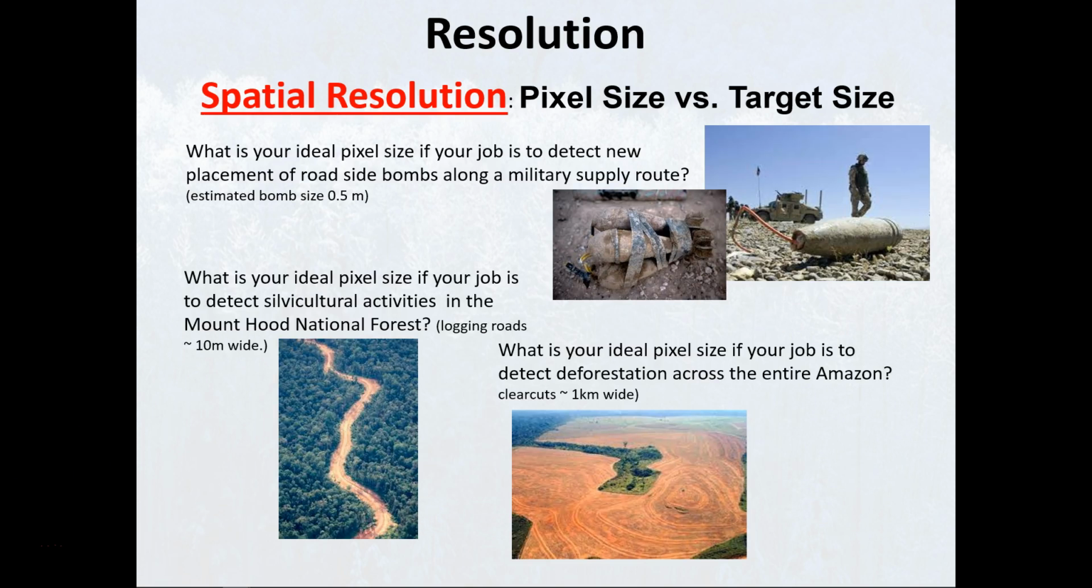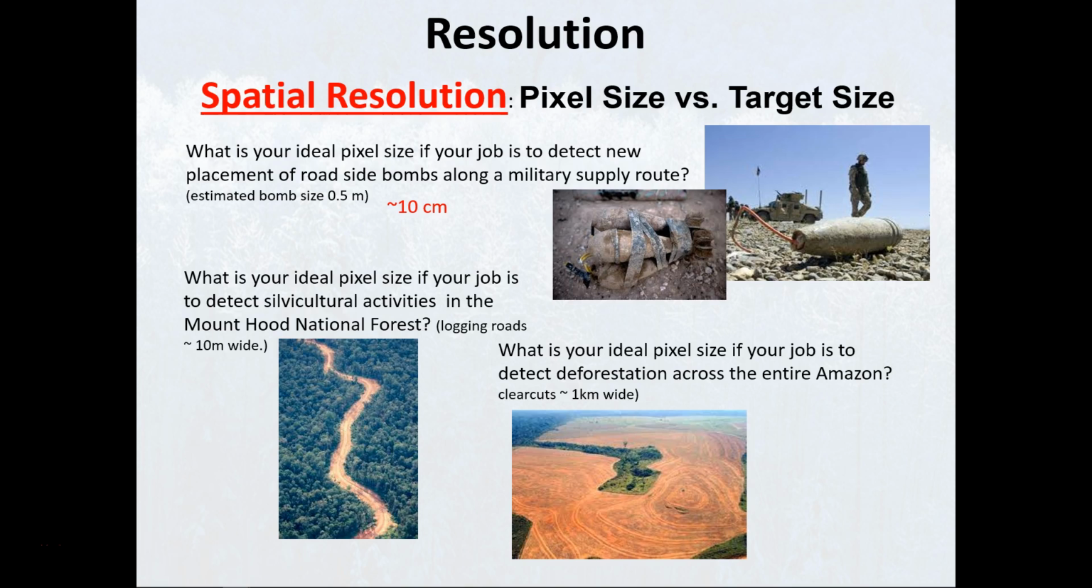So take about a minute here and go through these 3 very realistic yet very depressing scenarios in which you are trying to match your ideal pixel size or spatial resolution of your imagery to the feature you are trying to identify on the landscape. So what is your ideal pixel size for roadside bombs along a military supply route if the estimated bomb size is about 50 centimeters? Well, 1/4 of that is approximately 10 centimeters, a little more. So you'd want 10 centimeter resolution imagery.